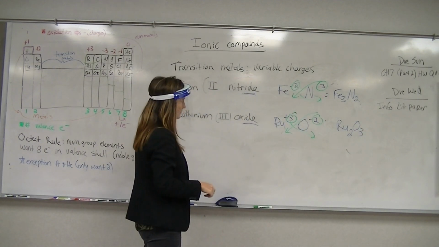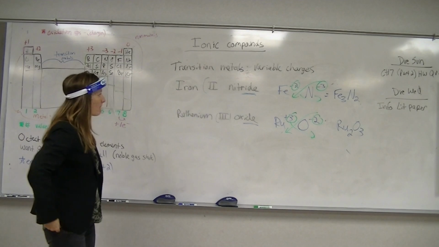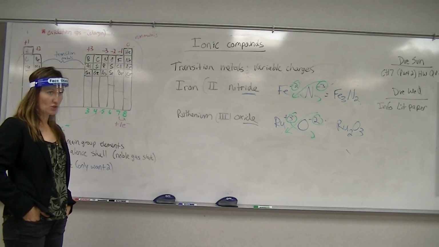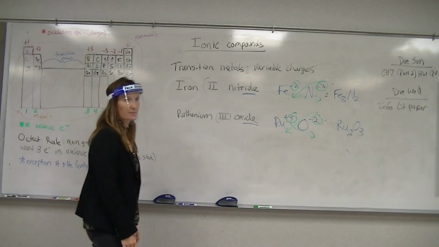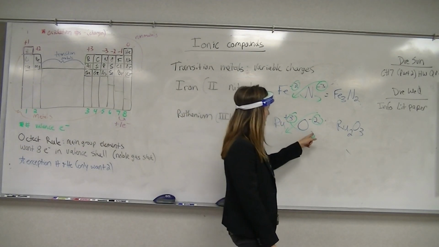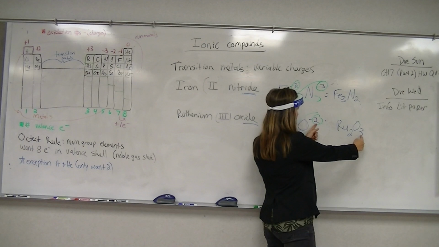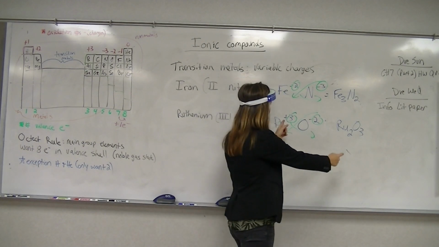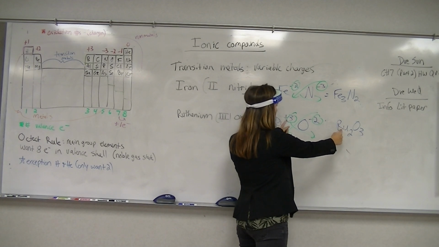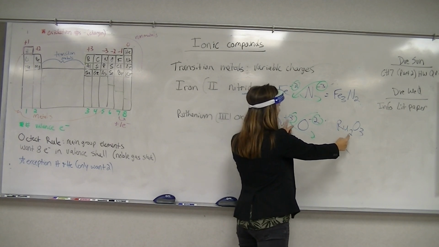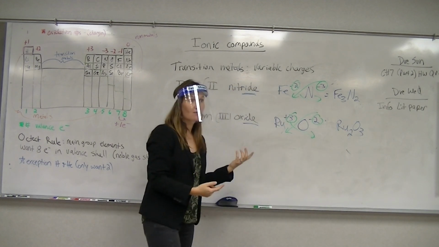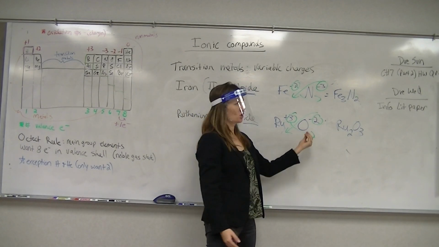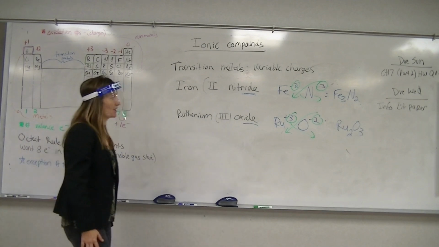Wait, so you don't have to do any math, you just switch the numbers? You just switch the numbers and it does the math for you. If I have 3 oxygens, that means I have a -6, 3 times -2. If I have 2 rutheniums with a +3 charge, 2 times +3 is +6. So it does it for you. If you did it the long way with the math, you'd get the same result. This is just a shortcut to getting the correct answer.